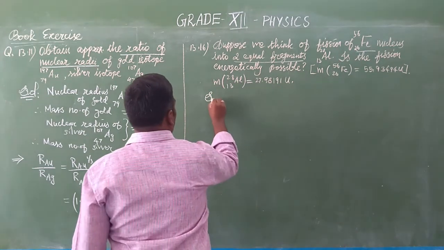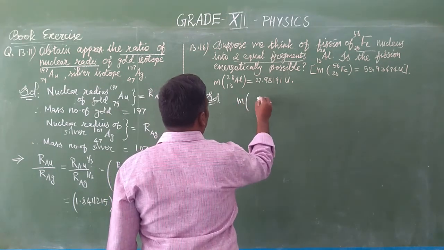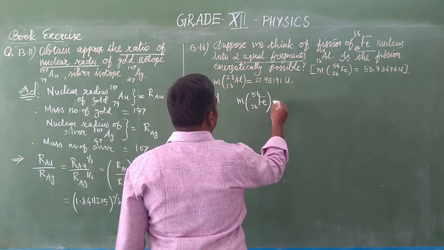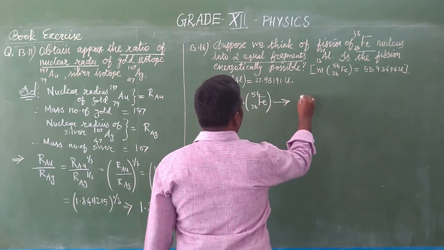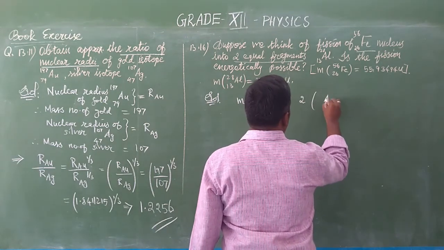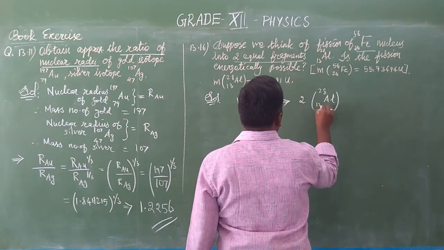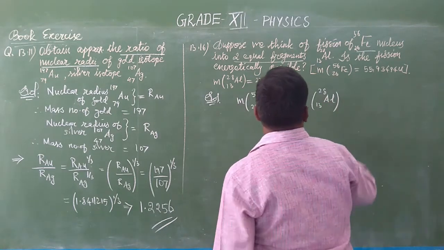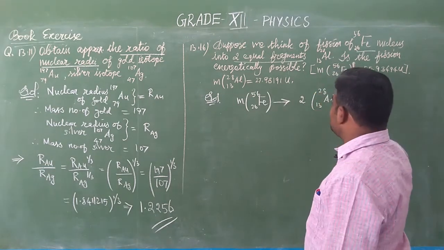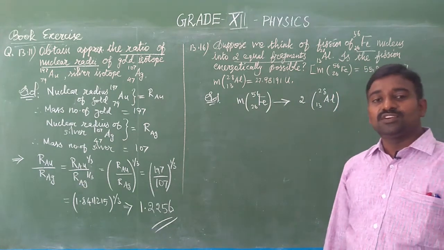means, listen, an iron nucleus, that is Fe 26 56, is fissioned into two equal fragments of aluminum, that is Al 13 28. Is the fission energetically possible? Energetically, the fission is possible or not? Because we know the concept already. In nuclear fission, the concept we have studied.